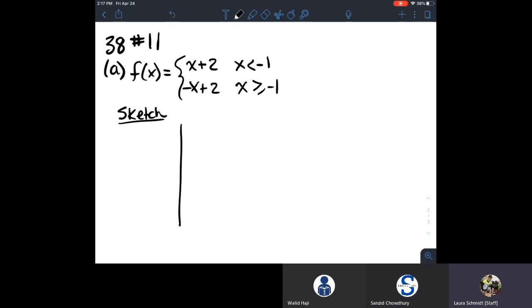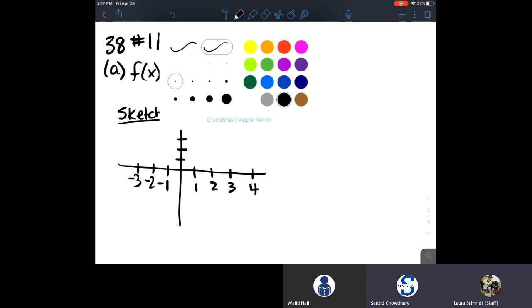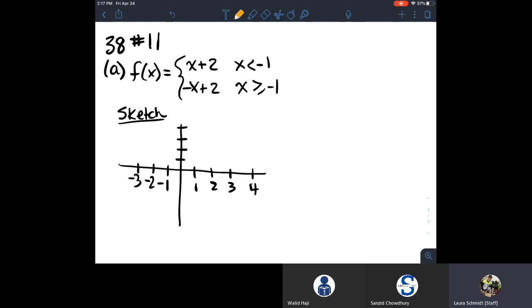So it looks like if x is less than negative 1, then our graph is x plus 2. If x is less than negative 1, so like negative 1, negative 2, negative 3, then our graph is going to equal x plus 2. If you have trouble graphing this, you could graph the whole thing and then erase what you don't need.